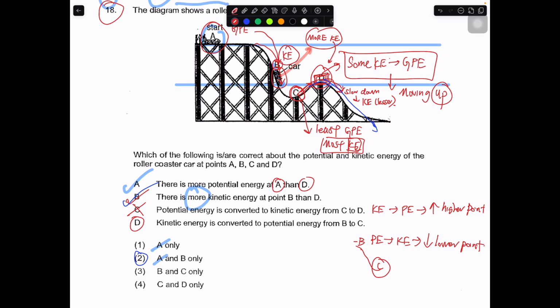If it moves up, KE should have been converted to PE in the case of this roller coaster. If it's moving down, the potential energy should have converted to kinetic energy. So D should be wrong. In this case, the answer must be number 2.